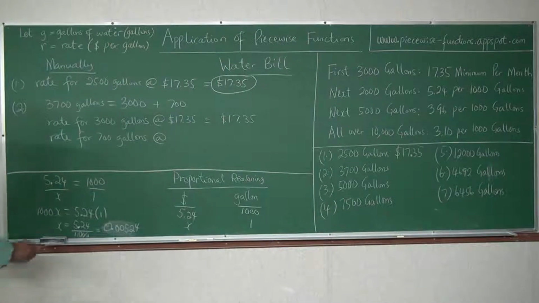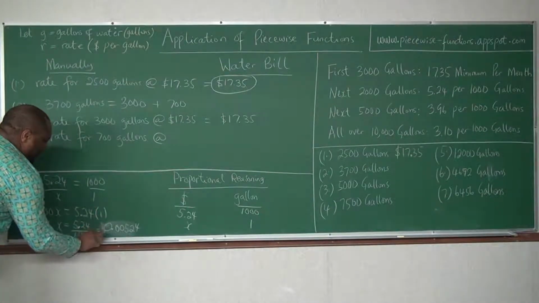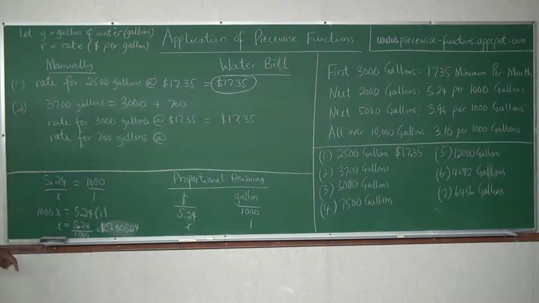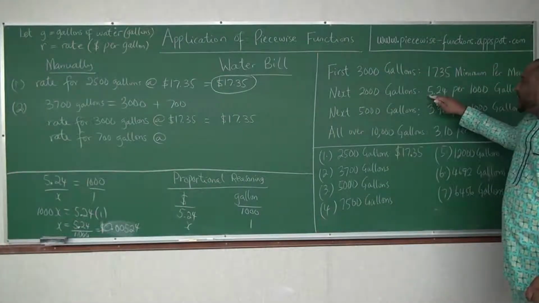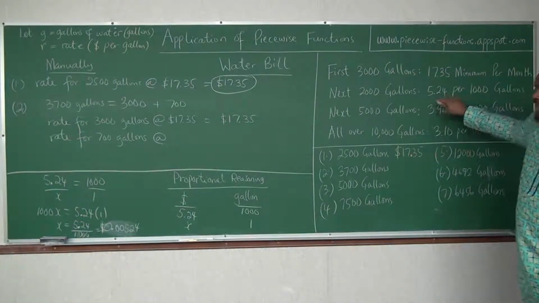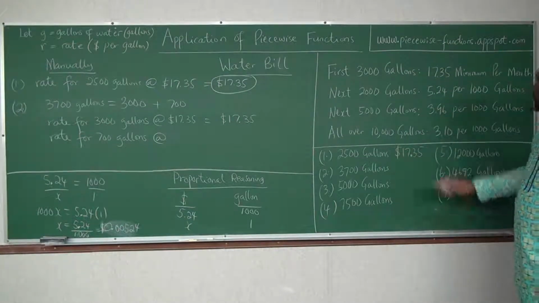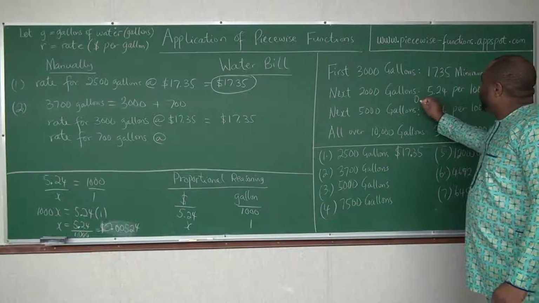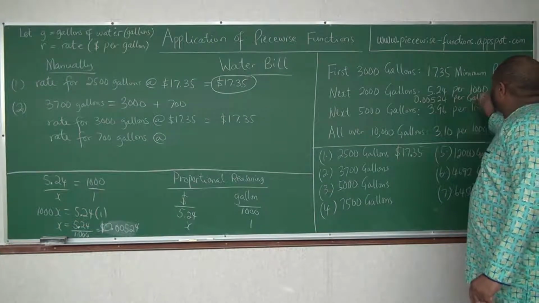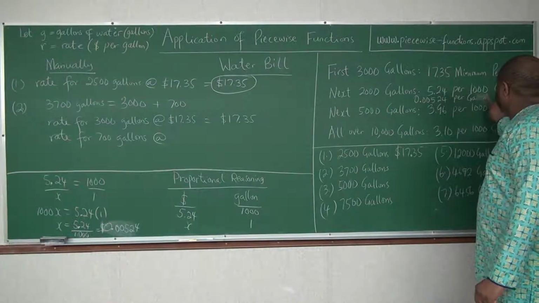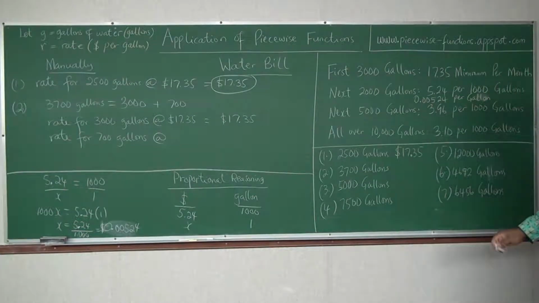So, dollars per gallon. So this is 0.00524 dollars per gallon. So what we are going to do now is I'm going to come here. This is $5.24 per 1,000 gallons. So this is 0.00524 per gallon, because we want our rate to be per gallon. Do you understand what I'm saying? Per gallon. We want it to be per gallon.